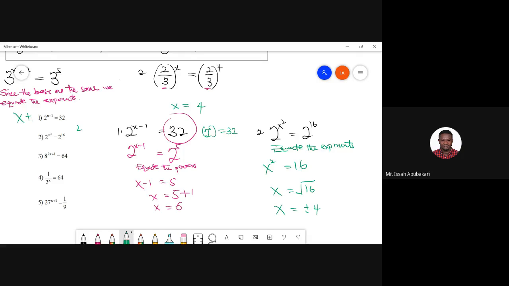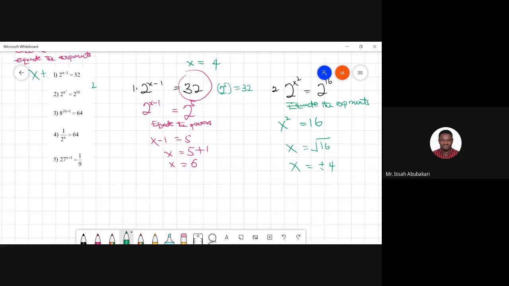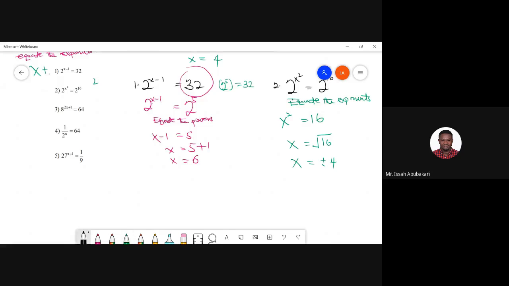Right. Now, let's try to finish these questions first. And the next question is what? Question 3. So question 3 is 8 exponent 2x plus 1 is equal to 64.